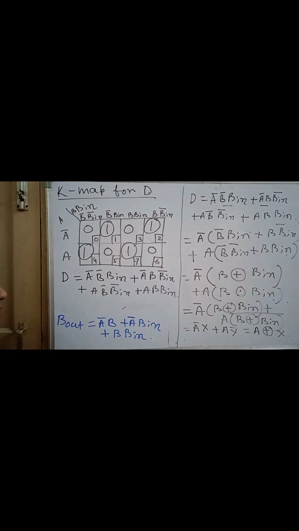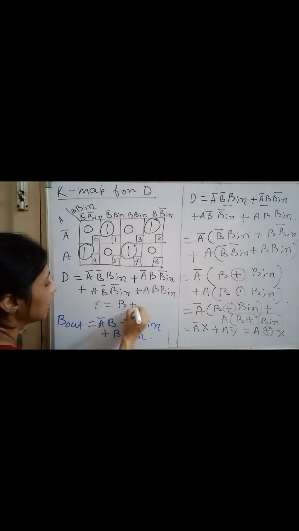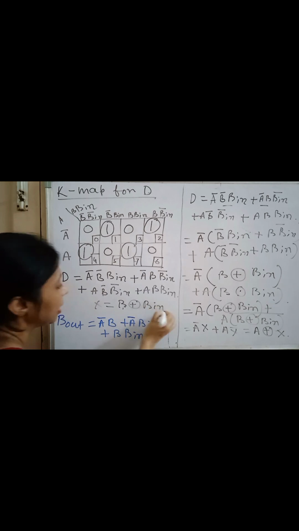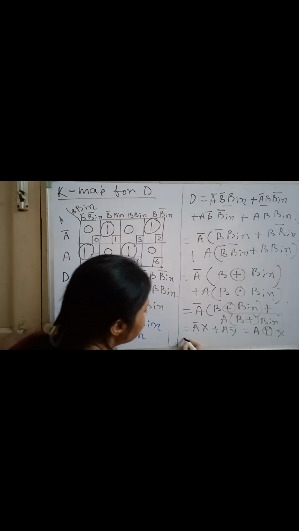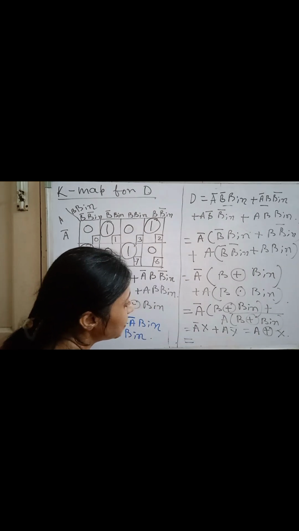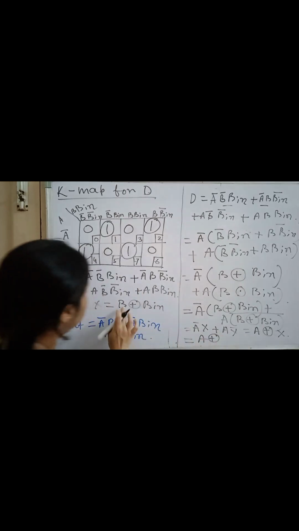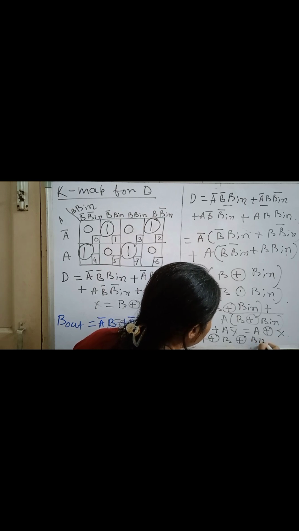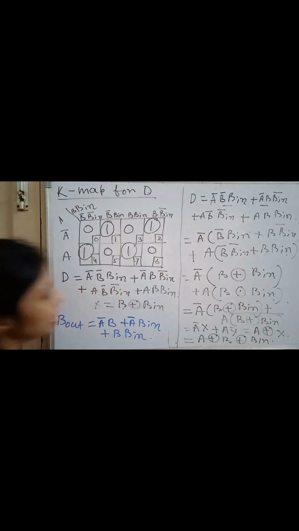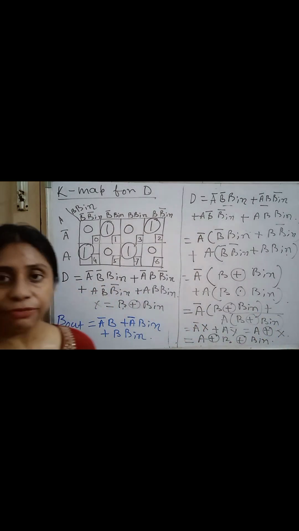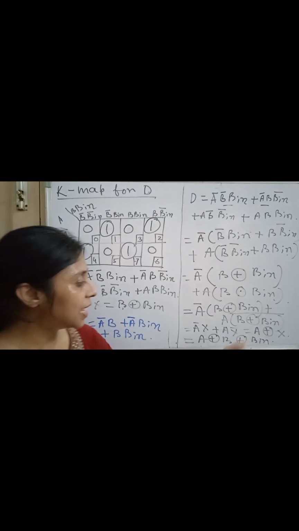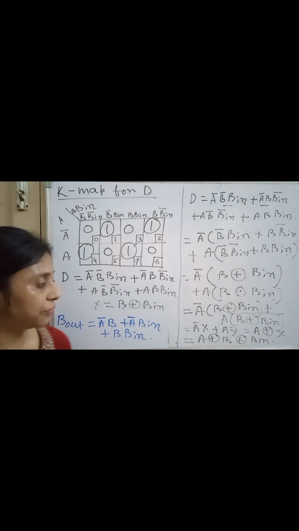Now just replace the value of X. What was X? X was equal to B XOR B in. Right? So replace that value. So what will this give you? A XOR B XOR B in. So this is the output expression for difference. Right? This is the exact output expression for difference.